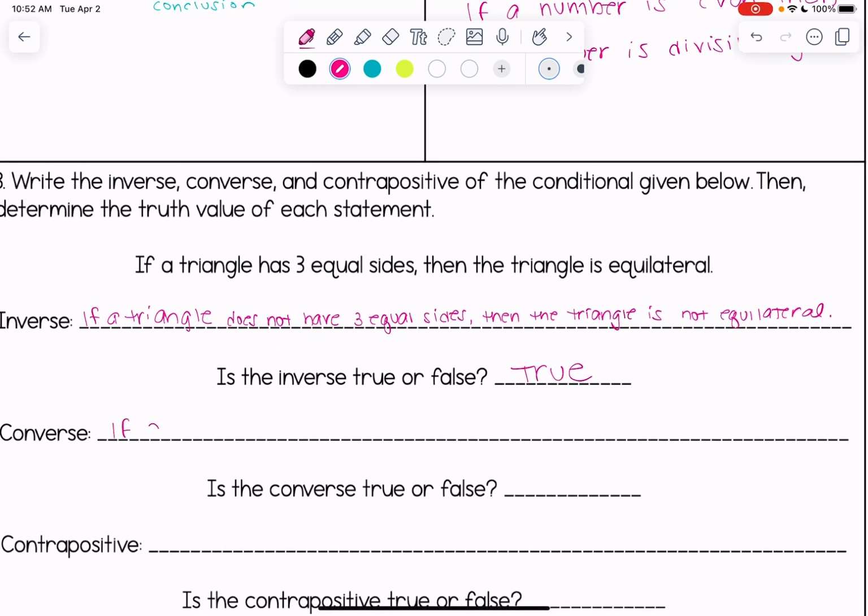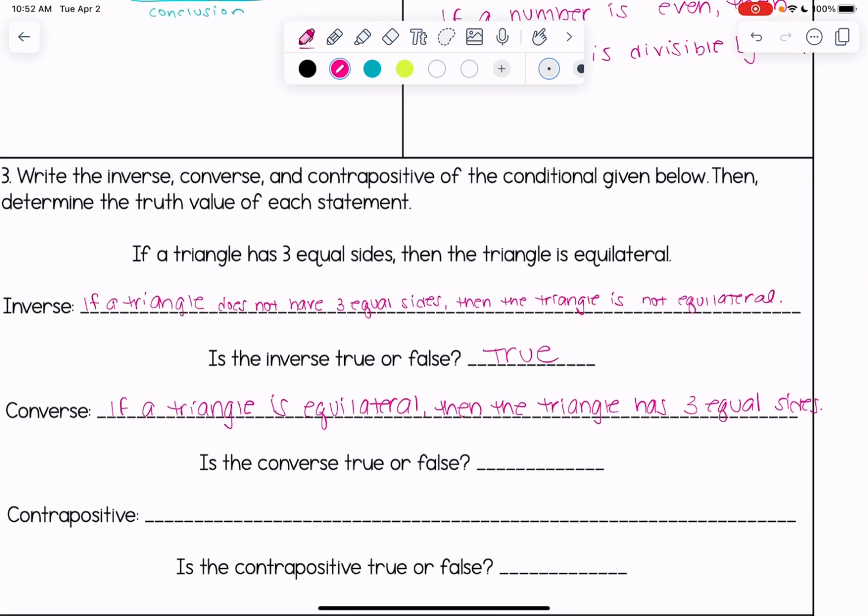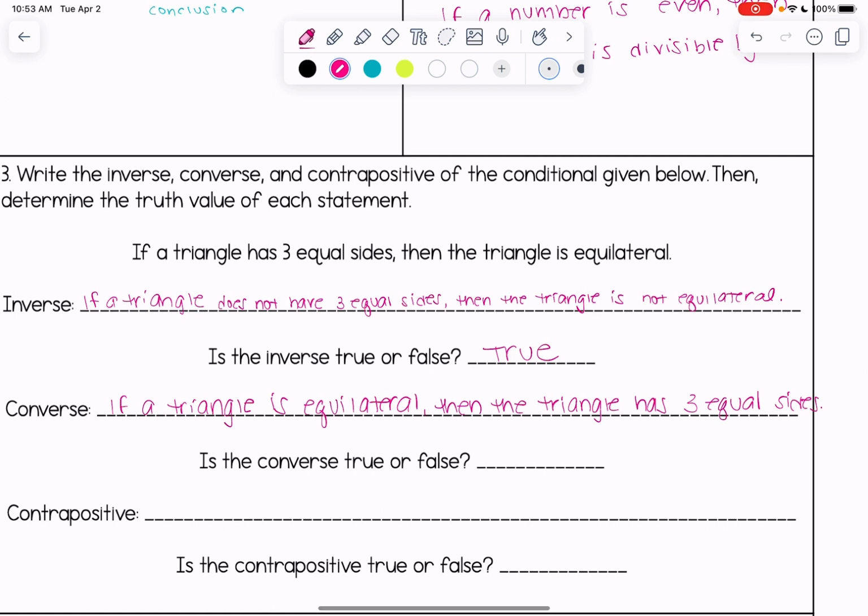Okay, so if, remember change order, CO, change order. If a triangle is equilateral, then the triangle has 3 equal sides. And this is, again, a true statement. If a triangle is equilateral, we know it must have 3 equal sides because of the definition of equilateral.